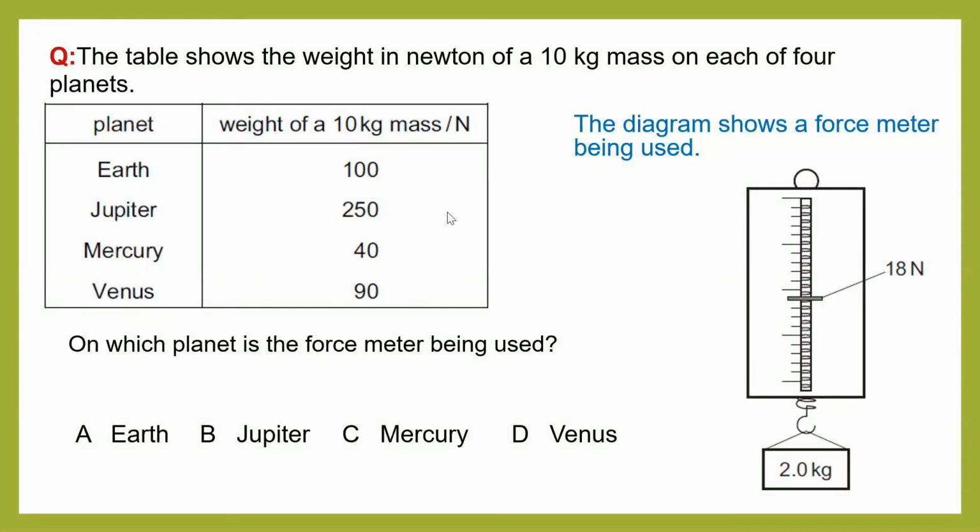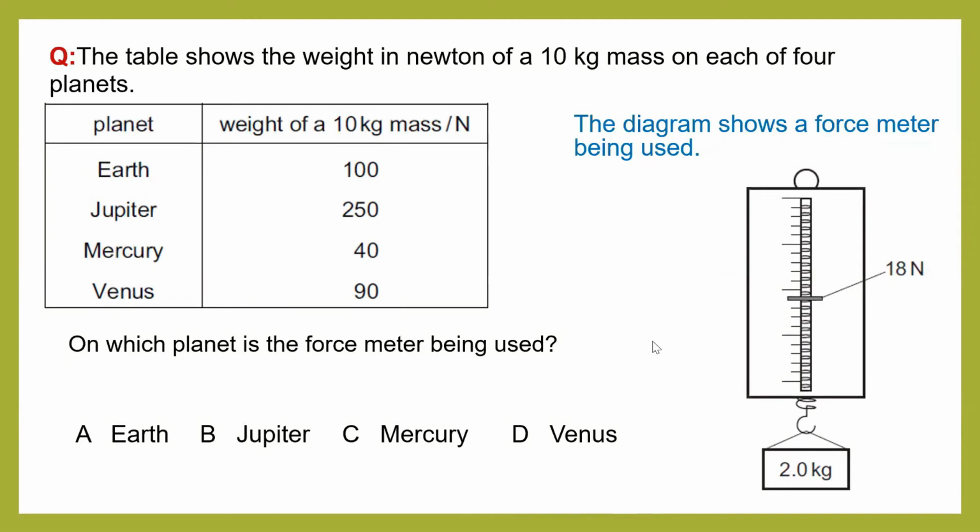Now we are going to practice another question. The table shows the weight in newtons of a 4 kilogram mass on each of 4 planets. So in the table, we have 4 planets over here: Earth, Jupiter, Mercury, and Venus. Here is the value of the weight given for the 4 planets. The diagram shows a force meter being used. That's the force meter being used. On which planet is the force meter being used? So we are going to choose from here A, B, C, on which planet the force meter is being used.